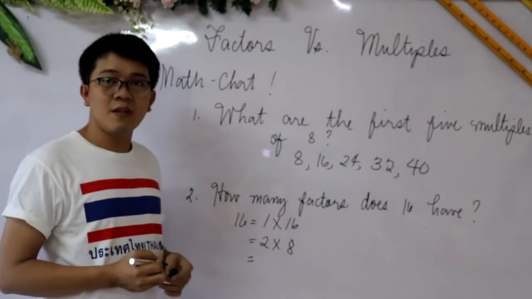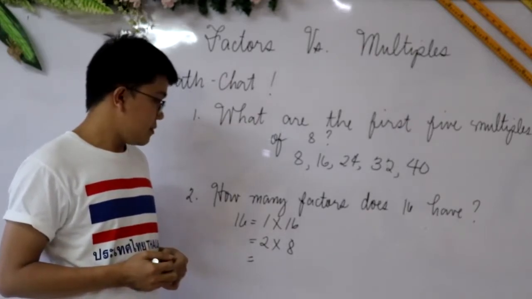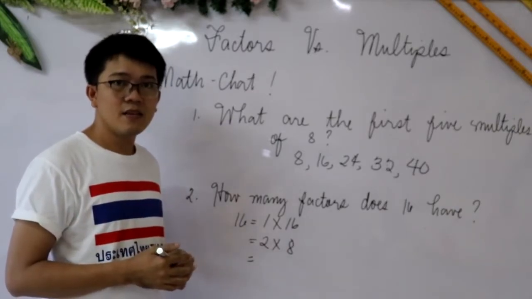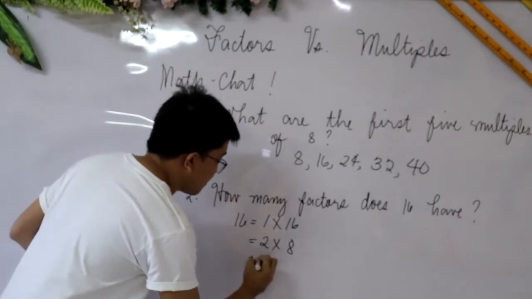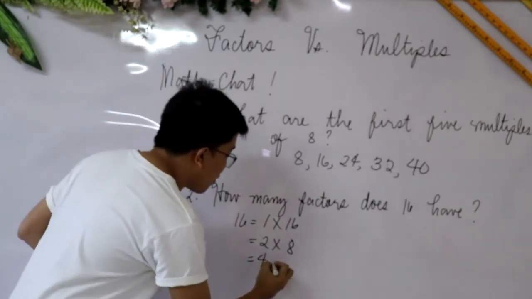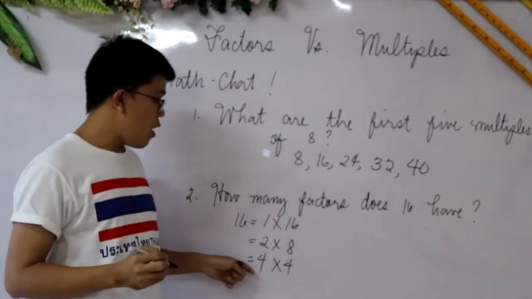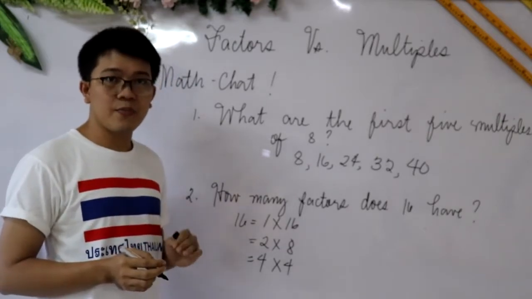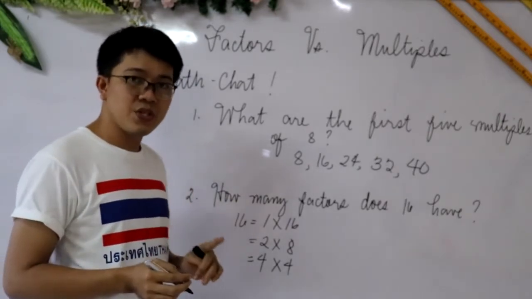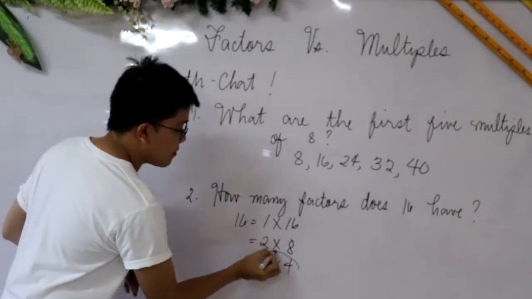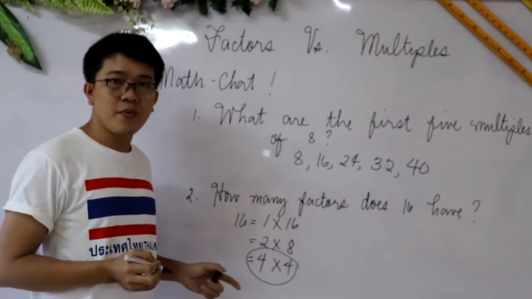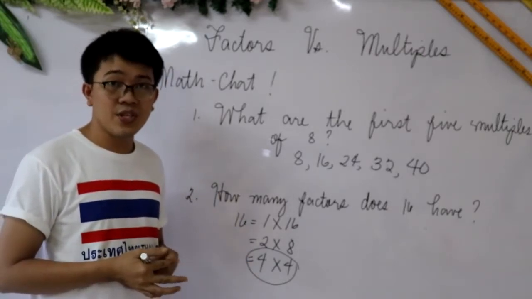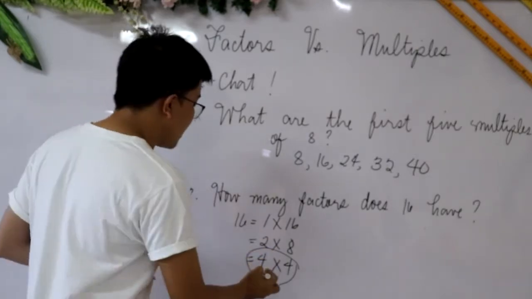Do you think 16 is divisible by 3? Is there any number that when multiplied by 3 will give us exactly 16? None. So how about 4? Definitely it's 4 times 4. How about 5? Not possible. 6? I think we only have 3 factor pairs in 16. But what do you observe in the last factor pair? These two numbers are the same. So we say that these two, the same factors, are considered as one factor only.